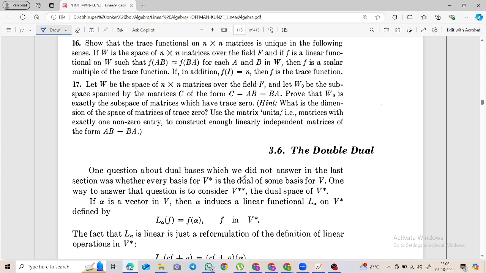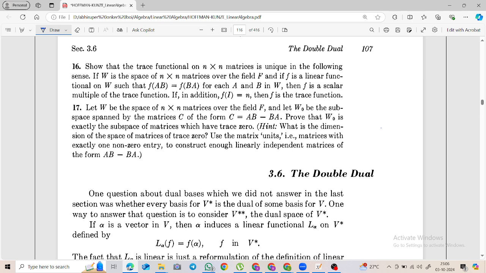So that the trace function is unique in the following sense: W, the space of n cross n matrices over the field F, and if f is a linear functional on W such that f of AB equals f of BA for each A and B in W, then f is a scalar multiple of the trace function. Yeah, Shubhrita again, what are you suggesting?